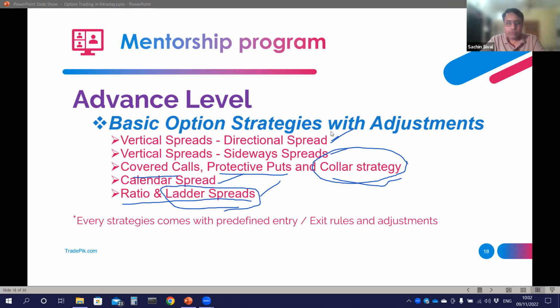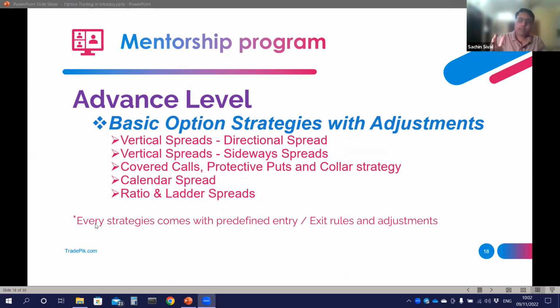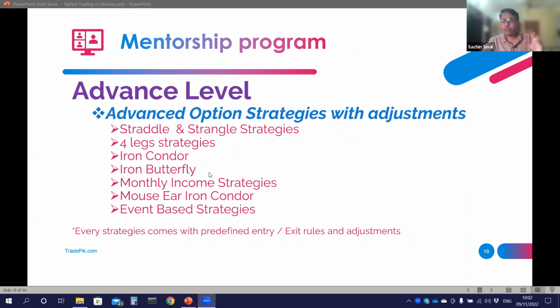One more thing you have to notice here is every strategy comes with predefined entry and exit rules, like rules for strike selection, for risk management and everything. So every strategy comes with predefined rules and adjustments. So you don't need to bother about why I am choosing this strike, because everything is based on the predefined rules.